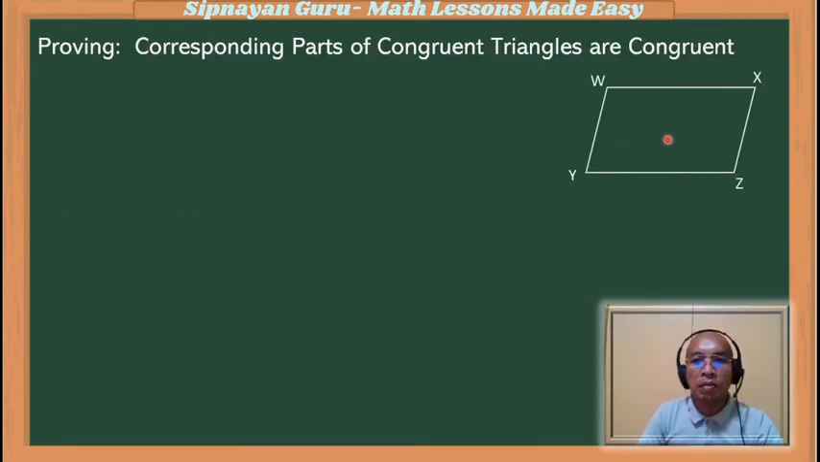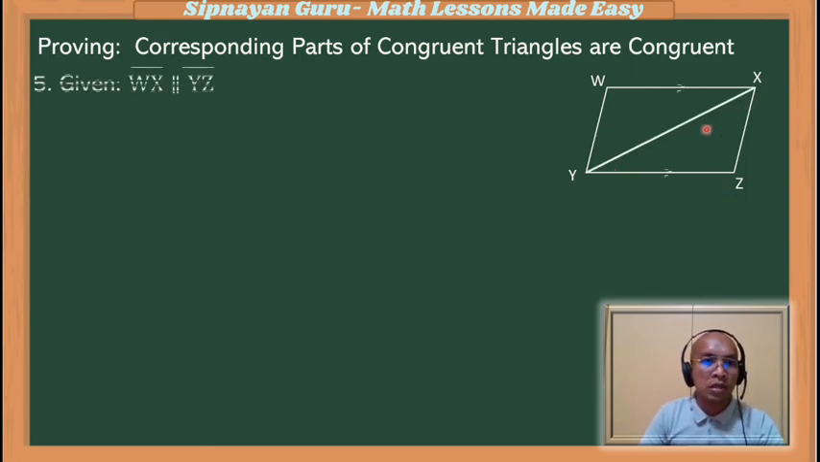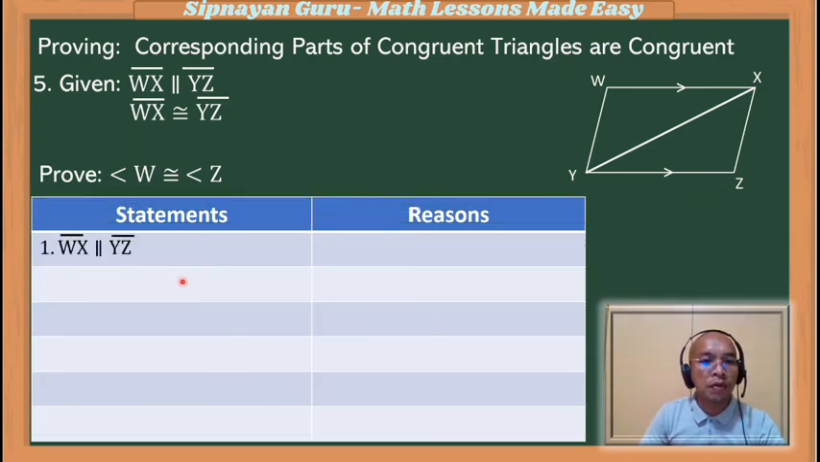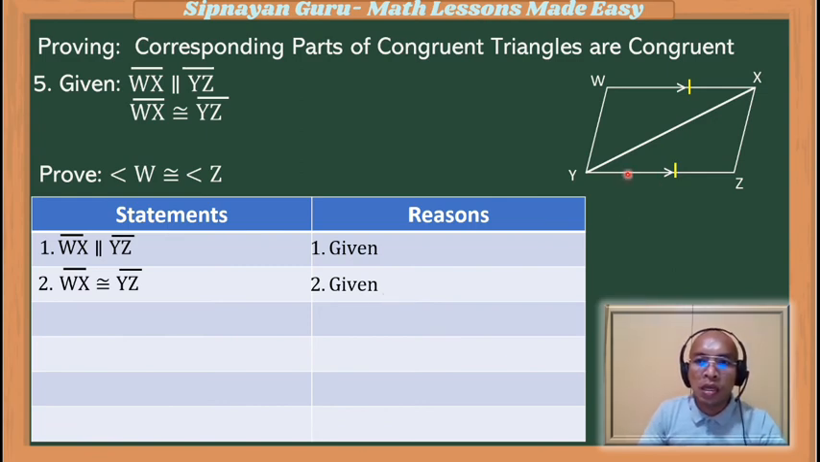Let's have example number 5. This is a quadrilateral WXYZ and this is diagonal YX. The given statement, WX is parallel to YZ, so we have put an arrow mark on each side. Another given statement. We're asked to prove that angle W is congruent to angle Z. First statement, the given statement. Also, the second statement will be the other given statement. Now, as you can see, this diagonal is also known as a transversal because this line intersects these two different lines at different points.